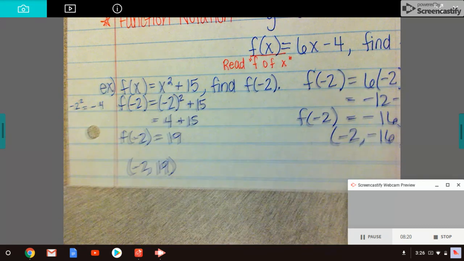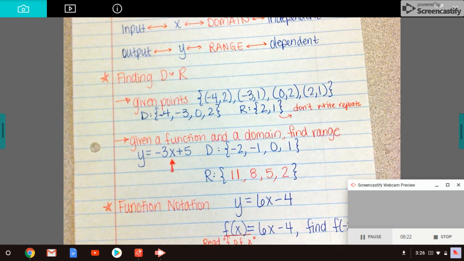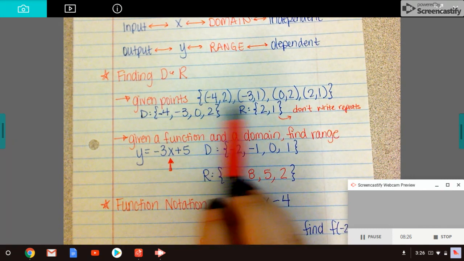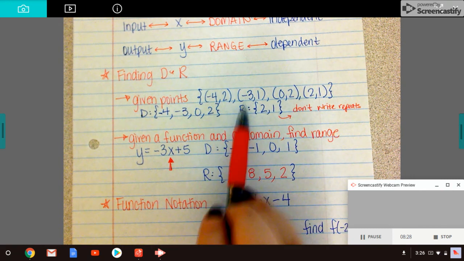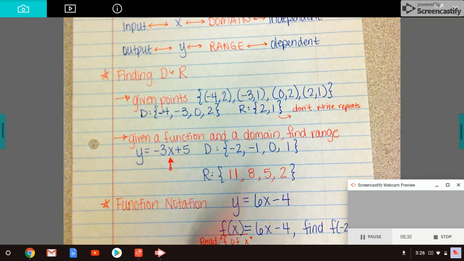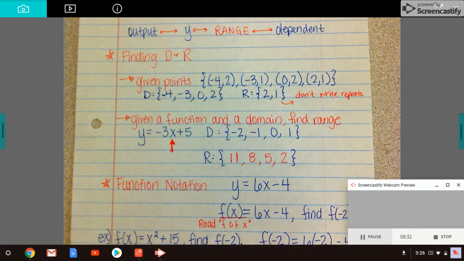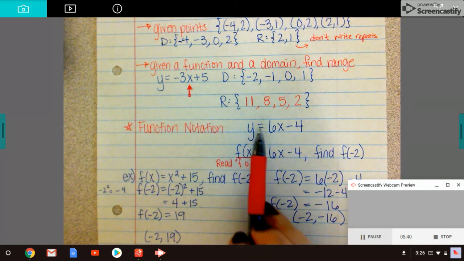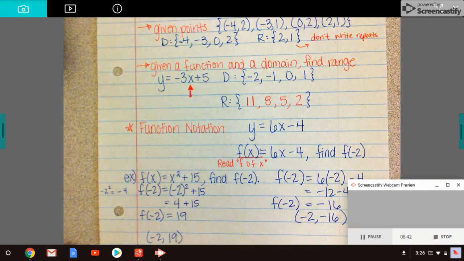I hope that domain and range look good to you, because that is the main thing that I want you to have here, is that if you're given a list of points, the domain is all the x coordinates and the range is all the y coordinates. If you're given a function with a domain, you can find the range by plugging in your domain into the x spots. And then the little tag on function notation that instead of y, we could also write f of x. Hopefully this looks good.